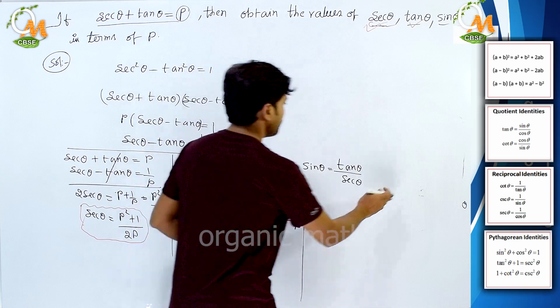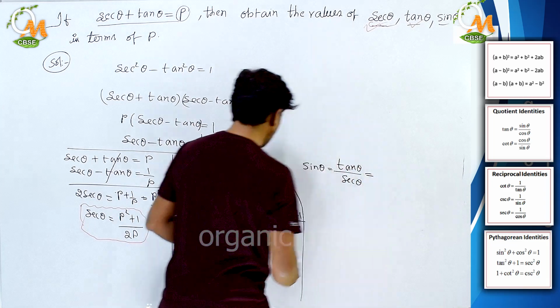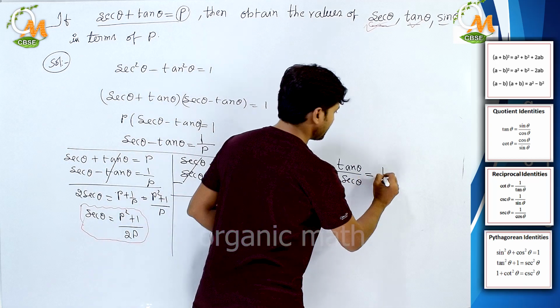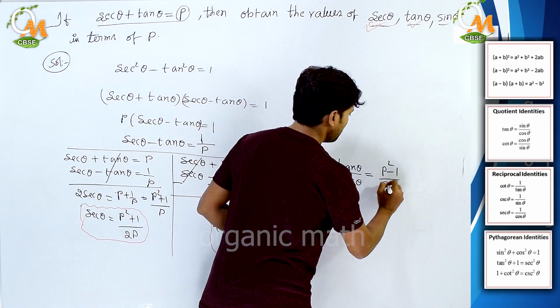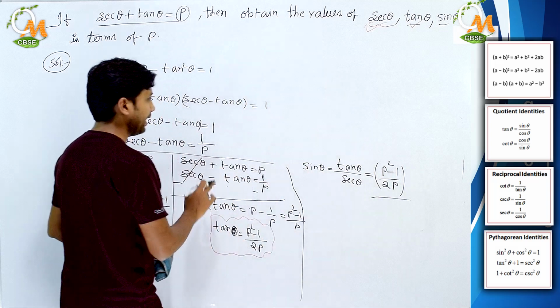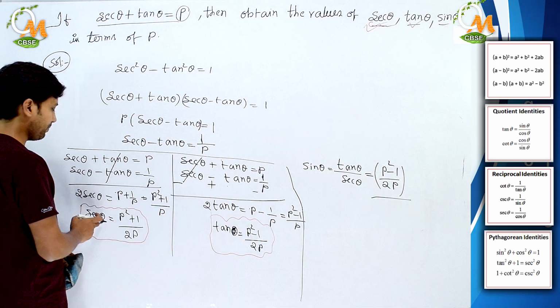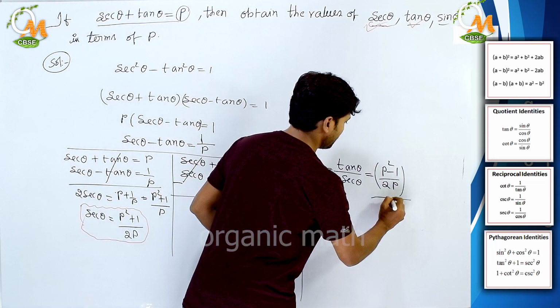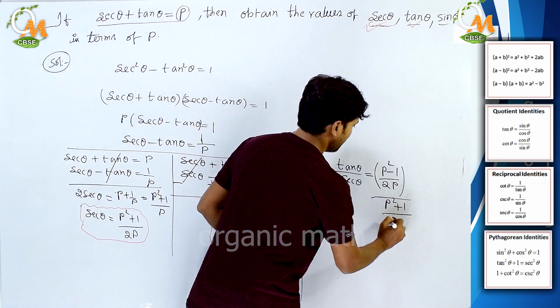So tell me, what is the value of tan theta that we obtained here? P square minus 1 by 2p or not? Yes, p square minus 1 by 2p. So this is the value of tan theta. And here what is the value of secant theta? P square plus 1 by 2p or not? Yes, p square plus 1 by 2p.